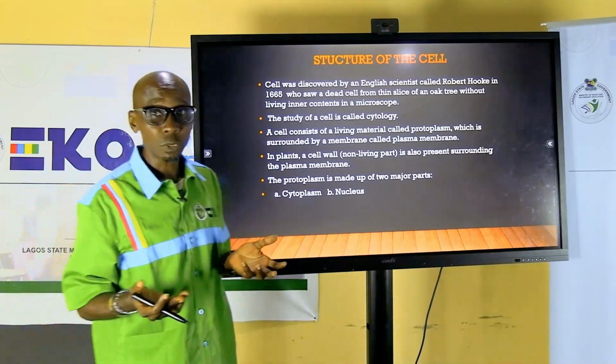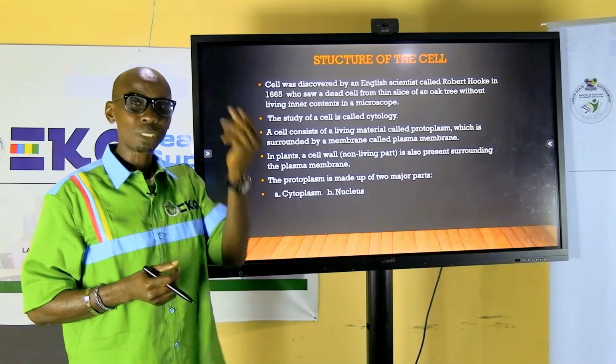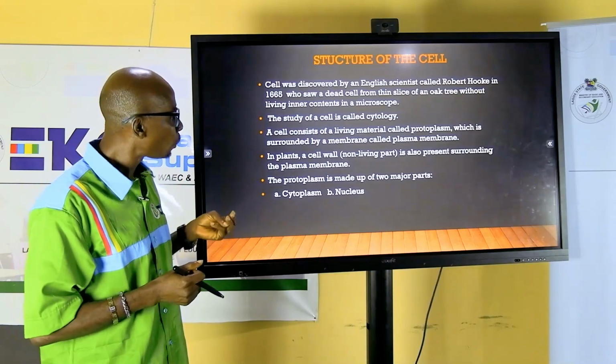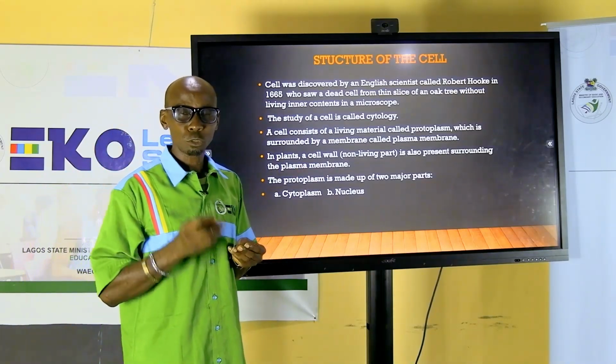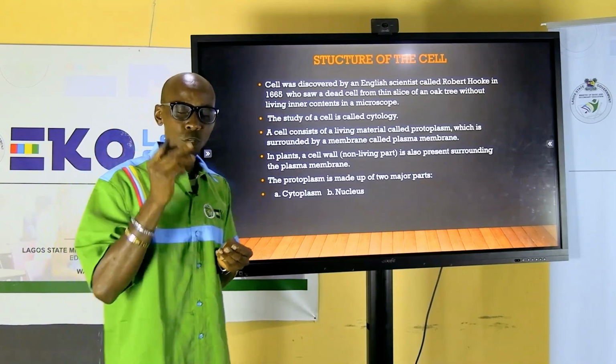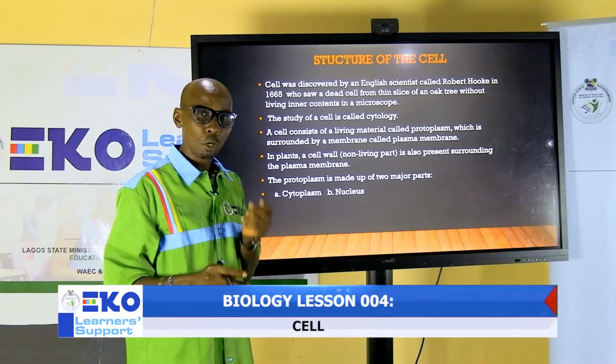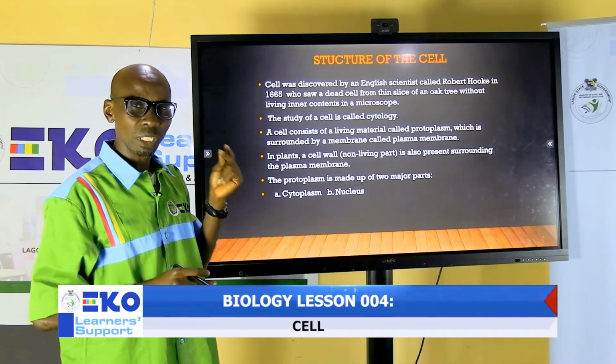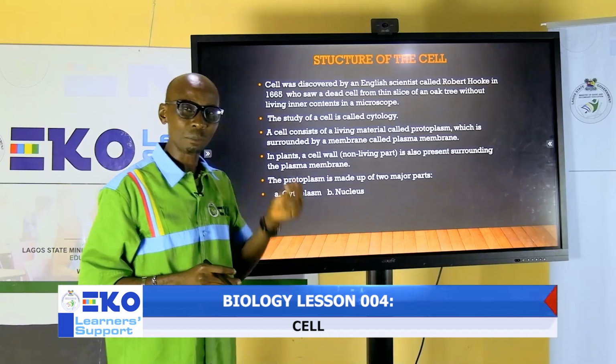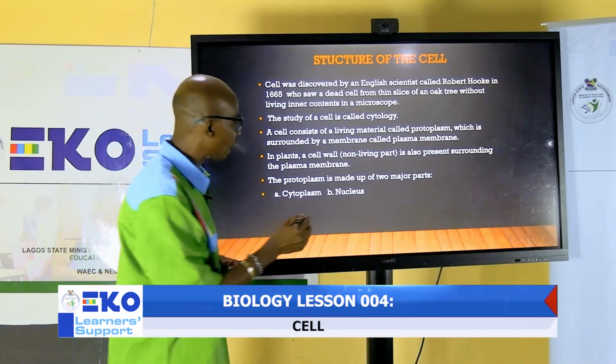But for exam purposes, in case you are asked to mention 3 parts that make up the protoplasm, you mention the cell membrane or plasma membrane, the cytoplasm, and the nucleus. But if you are asked to mention two, please stay with cytoplasm and nucleus. I hope we are getting it.